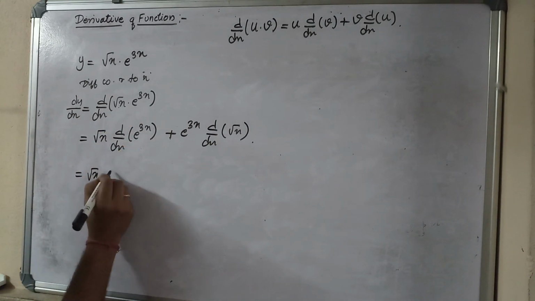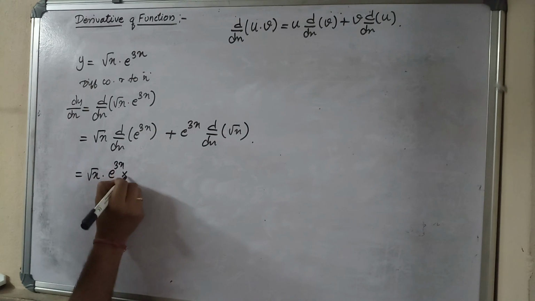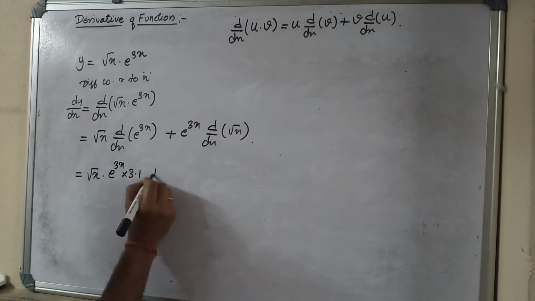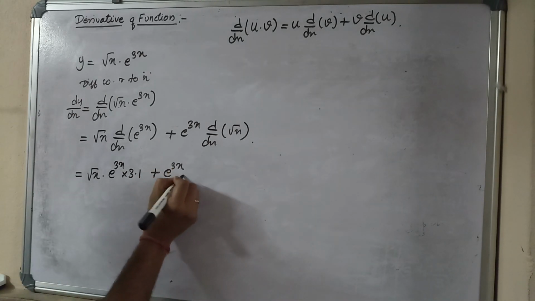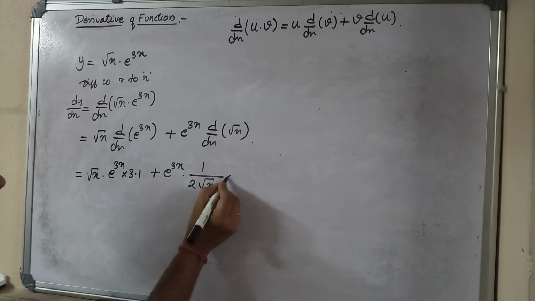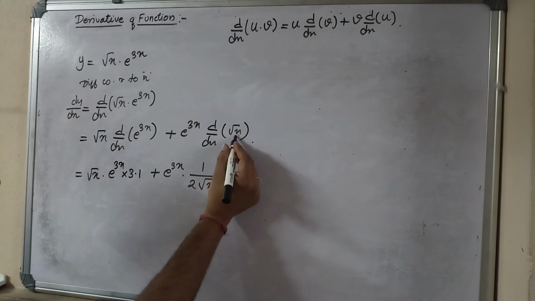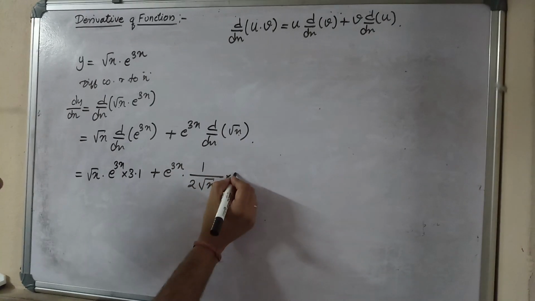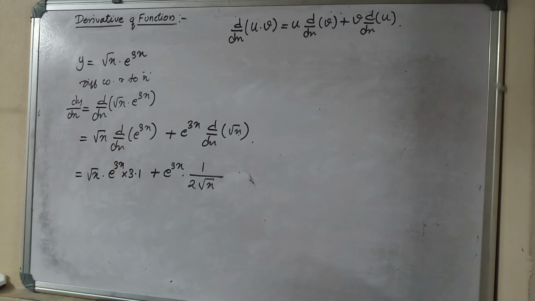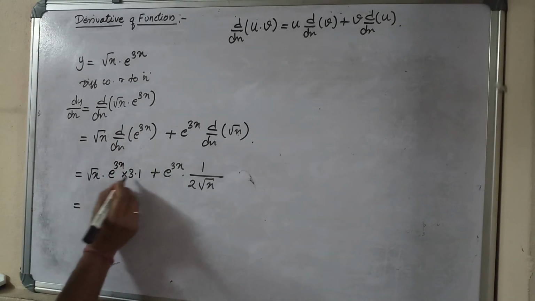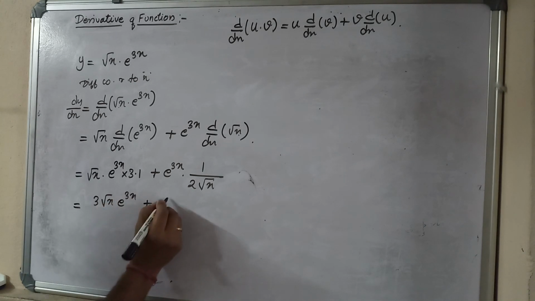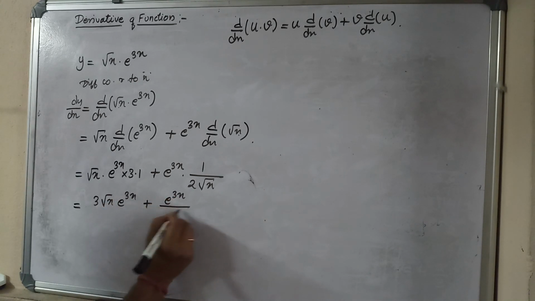dy/dx of e to the power 3x is e to the power 3x into 3, the derivative of x is 1, plus e to the power 3x into the derivative of root x, which is 1 over 2 root x. Derivative of x is 1, except if it is x only, no need to write this one, it will be 1. Then it will be 3 root x e to the power 3x plus e to the power 3x by 2 root x.